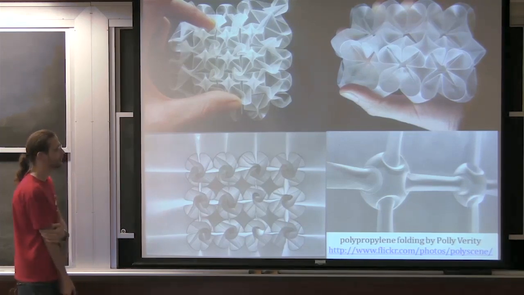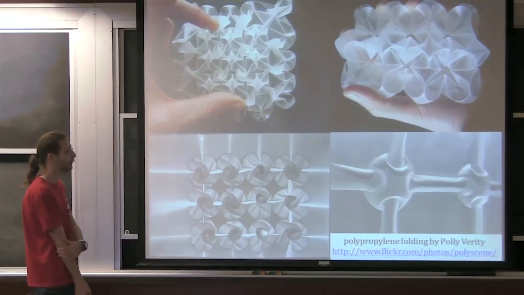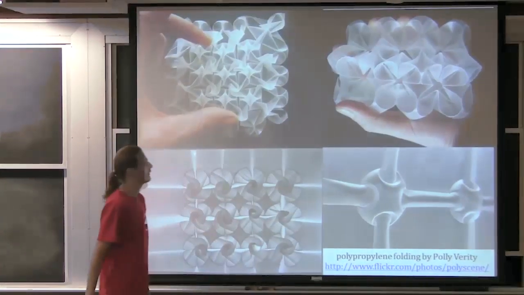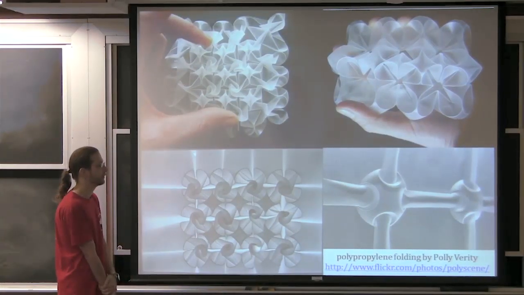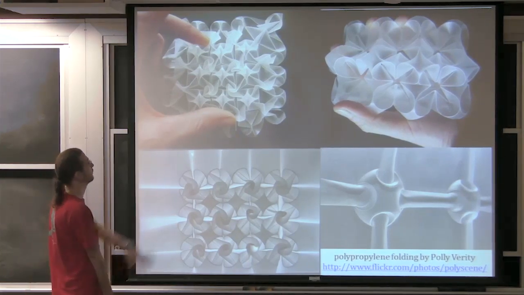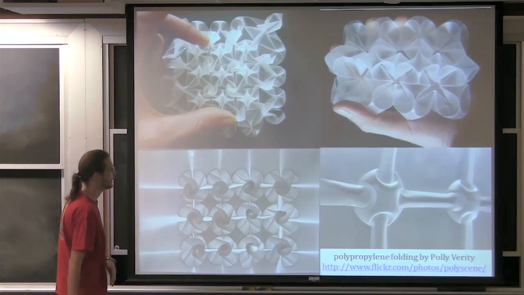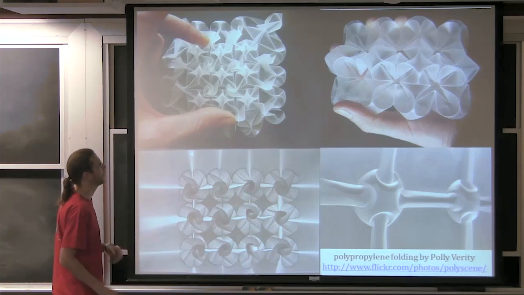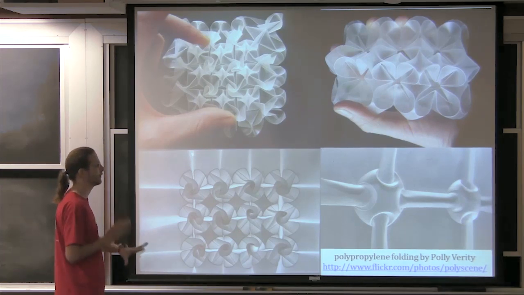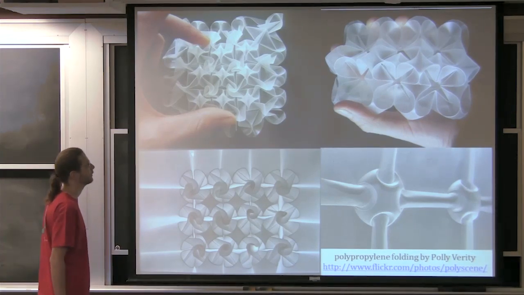More alternate materials. This is polypropylene, and there's this great Flickr site, Polyscene by Polyverity, with tons of examples of foldings in polypropylene. This is a kind of plastic, and it gets scored by a machine and then folded by hand. And some really striking results. You get this nice semi-transparency. It works really well with tessellations.